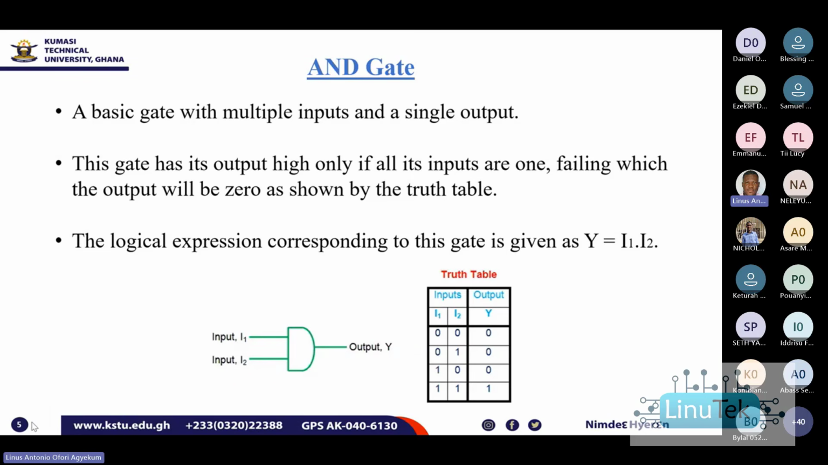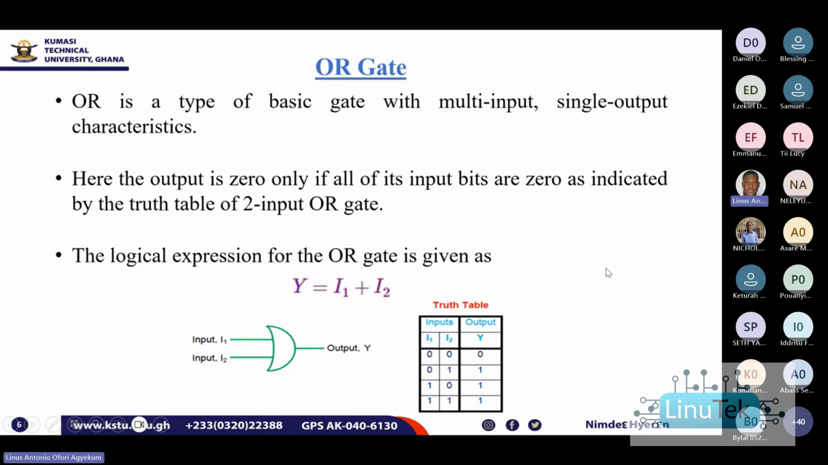Then also, we look at the OR gate. The OR gate is also a 2-input, 1-output logic device, which means that it will also have 4 possible combinations of inputs and the output Y as usual. Now, the OR gate behaves with the principle of addition. So there would always be an addition between the 2 bits.